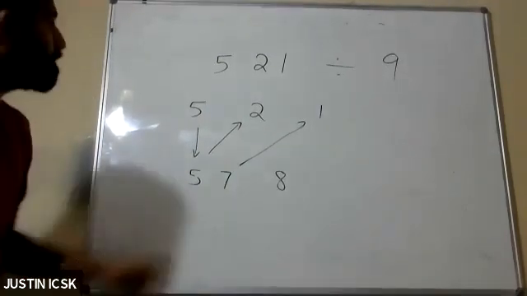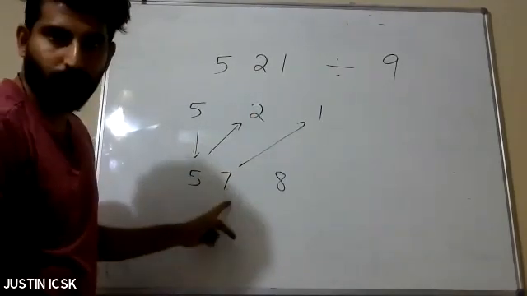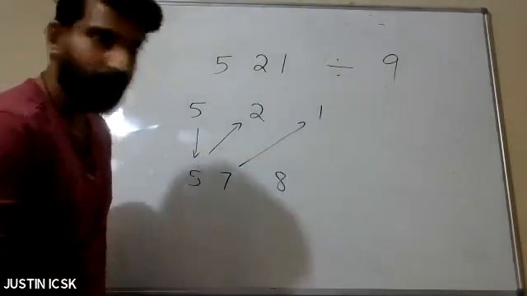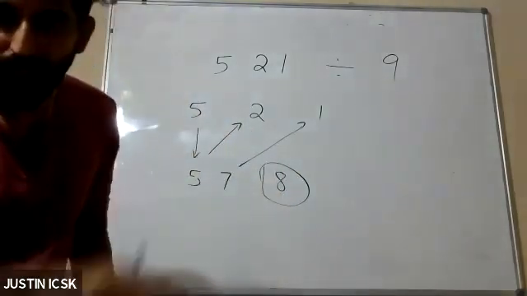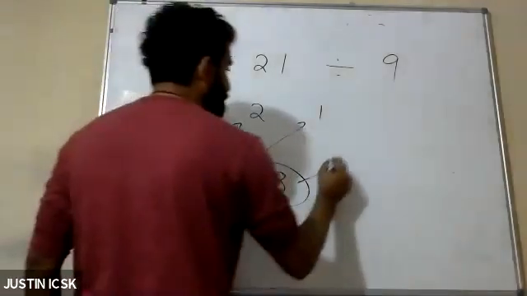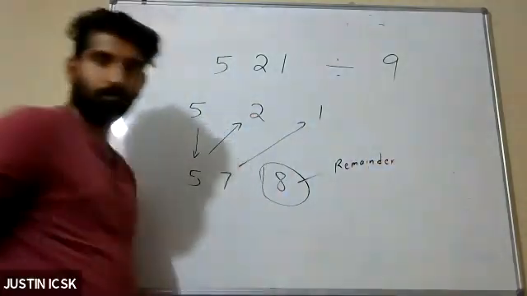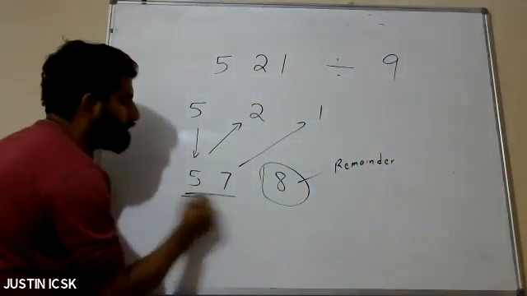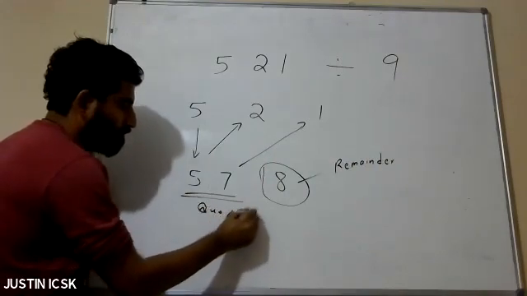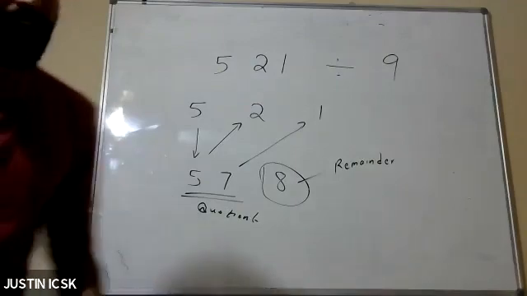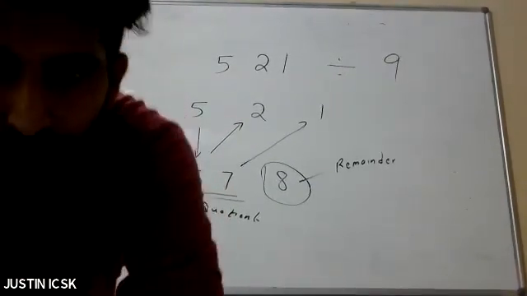So nothing much I did. First I wrote 5, added 5 plus 2, then 7 plus the next number. The last number I'll just circle, this is the remainder. So basically this is the quotient. Your answer is 57 and your remainder is 8.